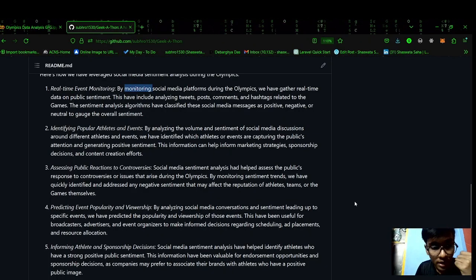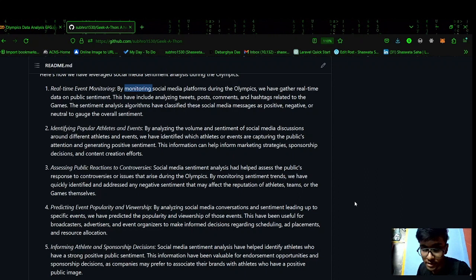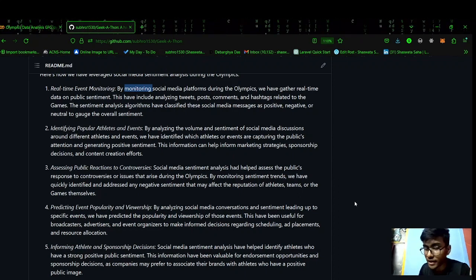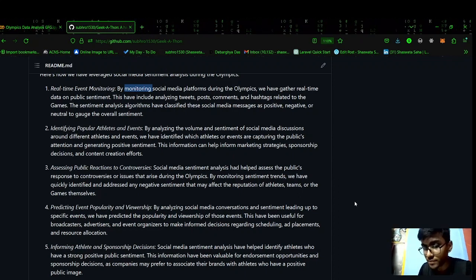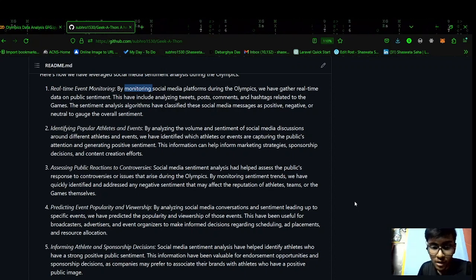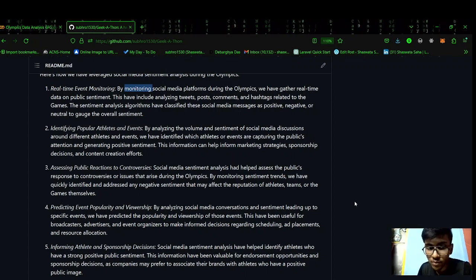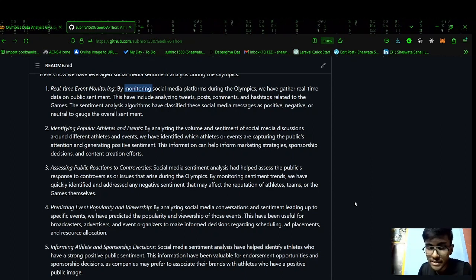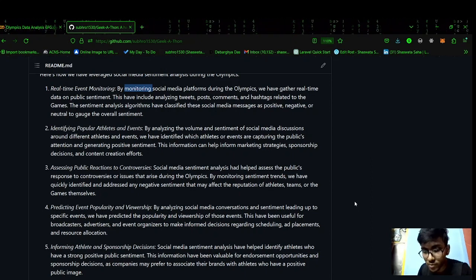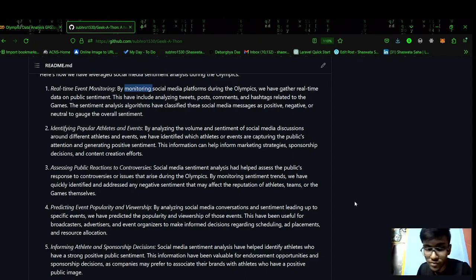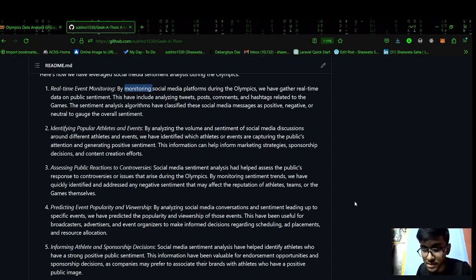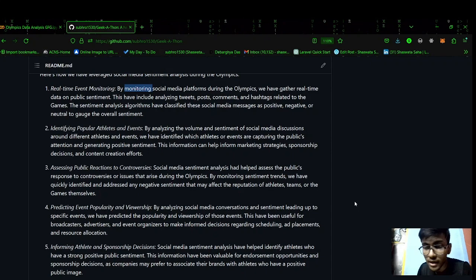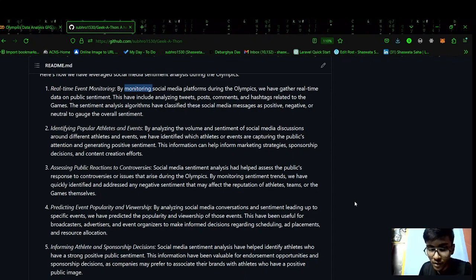By monitoring the sentiment trends, we quickly identified and addressed any negative sentiment that may affect the reputation of athletes, teams, or the games themselves. The fourth one was predicting event popularity and viewership. By analyzing social media conversations and sentiments leading up to specific events, we predicted the popularity and viewership of those events. This has been useful for broadcasters, advertisers, and even organizers to make informed decisions regarding scheduling, ad placements, and resource allocation.